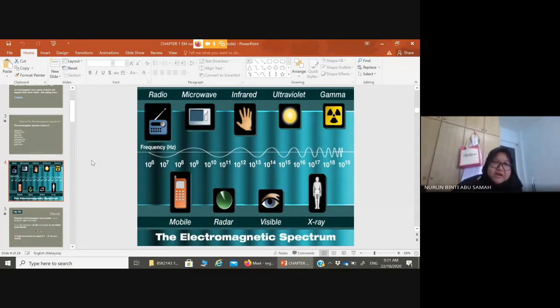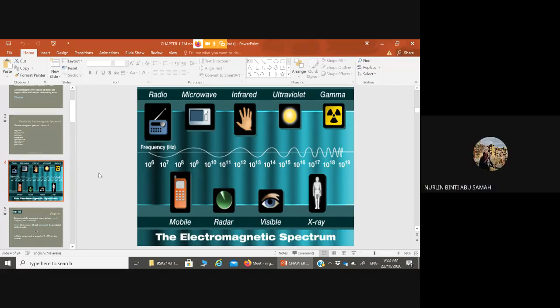What we can say from this spectrum is that radio will have a very low frequency. When it has a very low frequency, we can estimate that it will produce a very low energy. So how can I say like that? Because it depends on the formula. I get this information from the formula. Let's look at the next one.